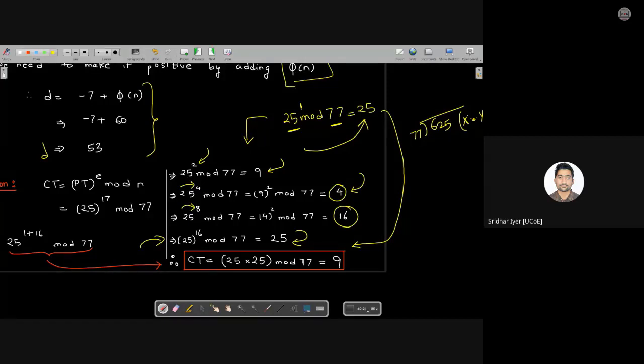Yes or no? So again you can see the final value which we want is 25 raised to 1 plus 16. So it's very simple. Whatever was the value of 25 raised to 1 mod 77, multiply that with 25 raised to 16, take a mod of it by 77, and you will get the answer as 9. Am I clear? Kindly let me know if you got the understanding of this problem.